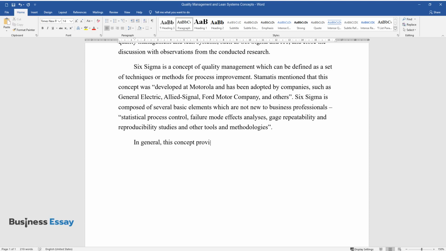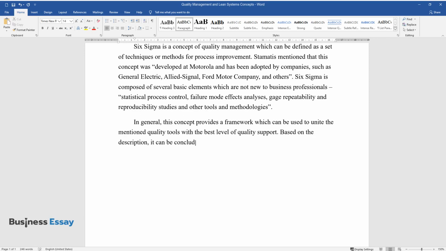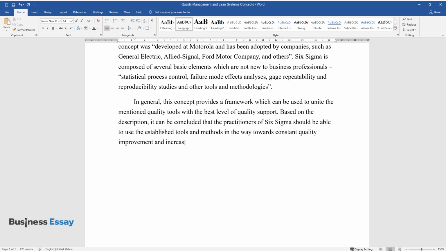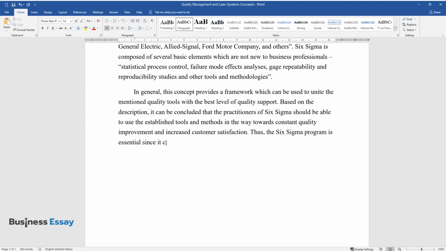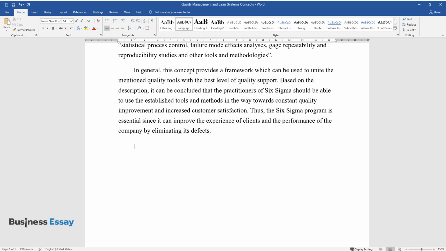In general, this concept provides a framework which can be used to unite the mentioned quality tools with the best level of quality support. Based on the description, it can be concluded that the practitioners of Six Sigma should be able to use the established tools and methods in the way towards constant quality improvement and increased customer satisfaction. Thus, the Six Sigma program is essential since it can improve the experience of clients and the performance of the company by eliminating its defects.